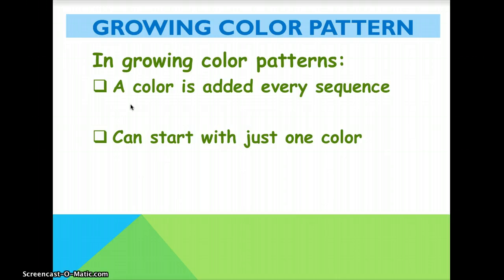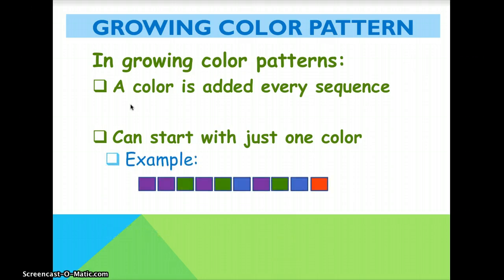A growing color pattern is just like a growing shape and growing number pattern, but now the sequence is made up of colors. A color is added to every sequence to make the pattern grow. It can start with just one color, like the example on the slide. This just starts with purple. The purple is repeated and the green is added. Then that sequence, purple, green, is repeated and grows with blue added to it, and it continues to grow and the red is added at the next sequence. You can literally see it grow and lengthen.